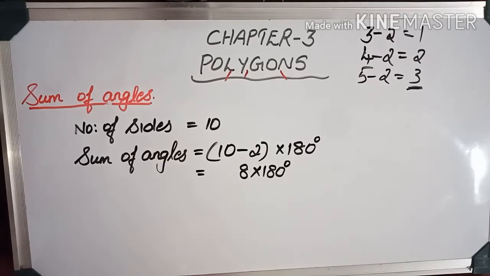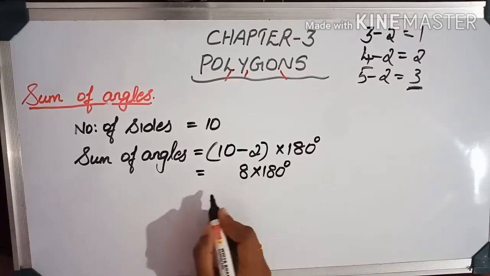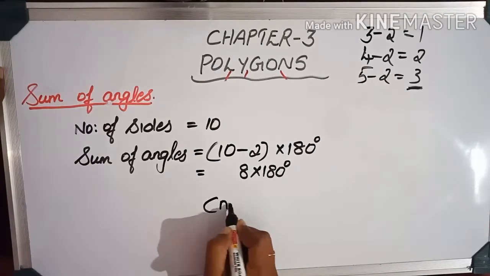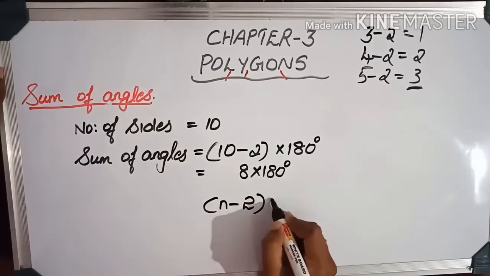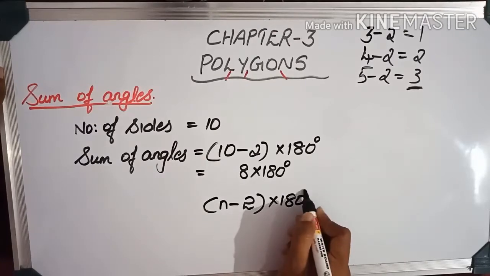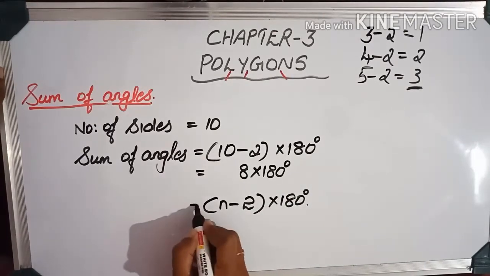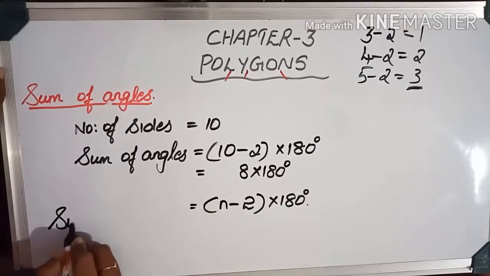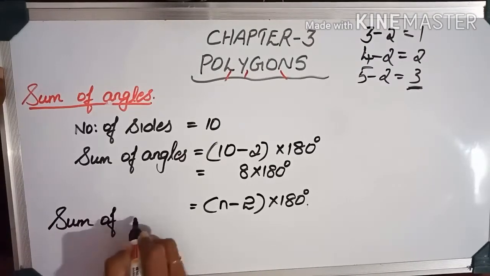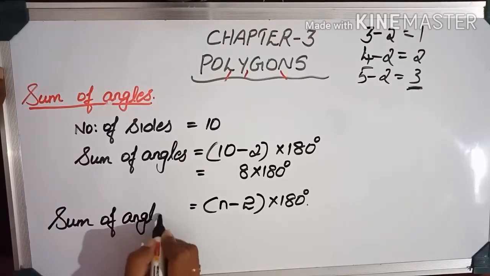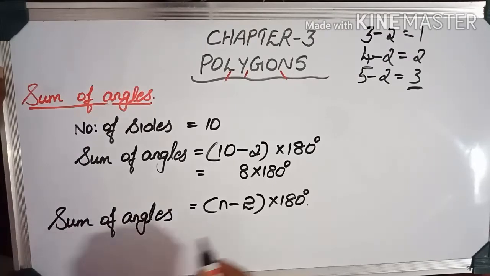Okay, so in general we can write one equation. In general, we can write the equation as (n minus 2) into 180 degrees. This is the sum of angles of any polygon. Here n means the number of sides. Whatever be the number of sides, even if it is 100.